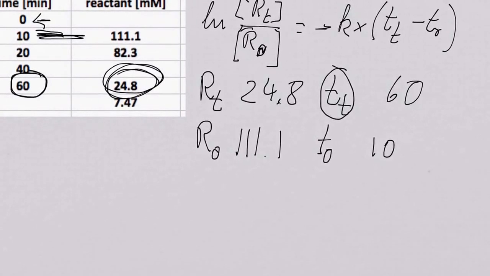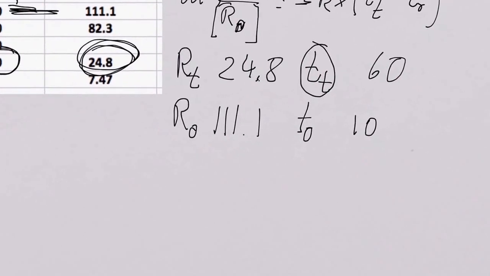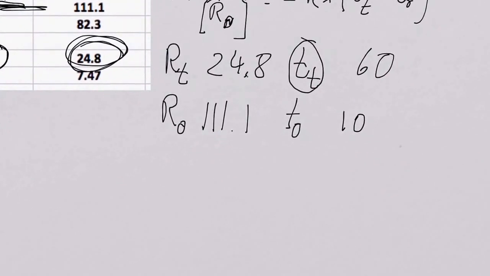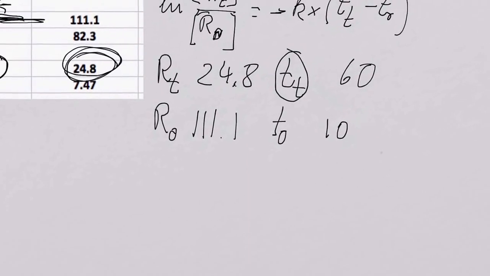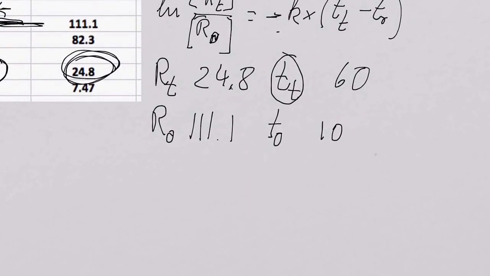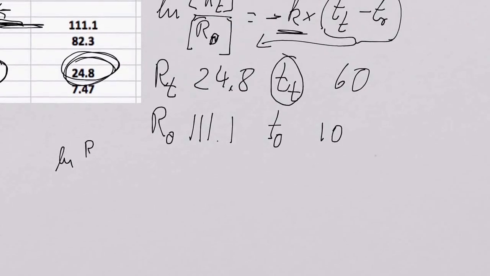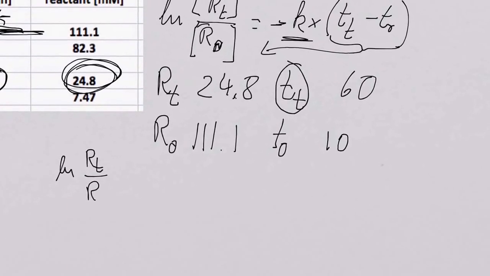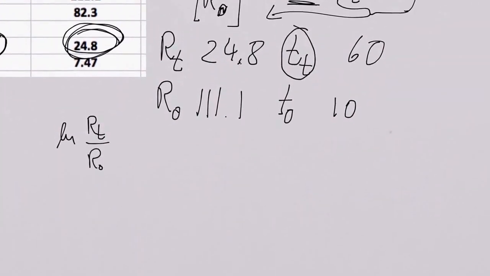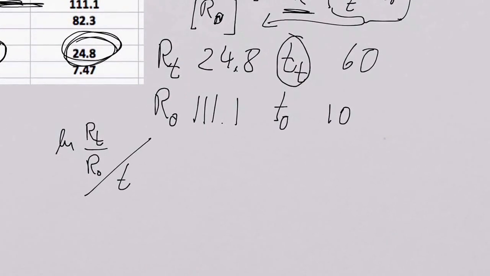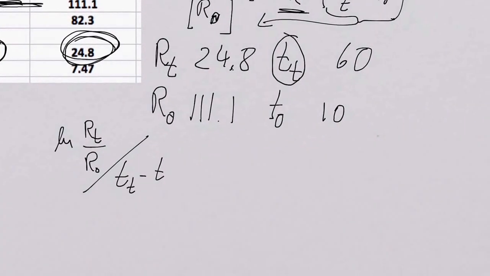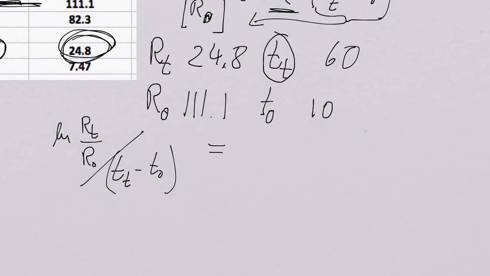So we've basically got everything. All we need to do now is a little bit of mathemagic and solve this for k. So we bring this to the other side. So we have ln RT over R, our starting time, divided by tt minus t0 equals minus k.